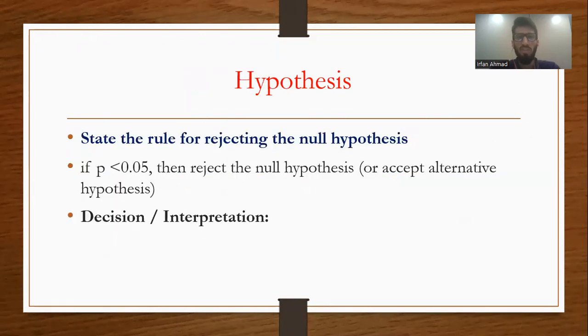Now, coming to the rule for rejecting the null hypothesis. The normal rule is, as we all know, that if the p-value obtained from the paired sample t-test by SPSS is less than 0.05, then we reject the null hypothesis and accept the alternative hypothesis. Then comes the decision and interpretation, which is the final part and will come in the final slide.